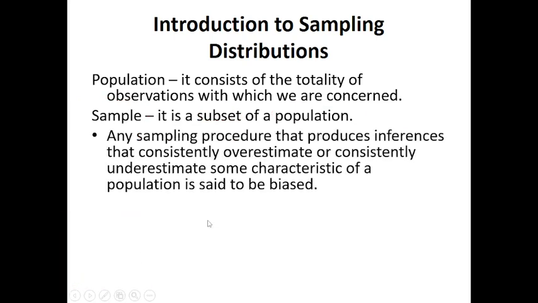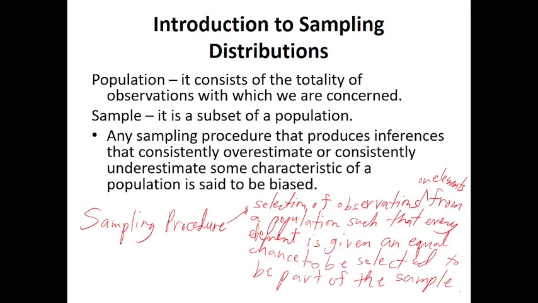Take note of this: any sampling procedure that produces inferences that consistently overestimate or consistently underestimate some characteristic of a population is said to be biased. Your sampling procedure might be like this: selection of observations or elements from a population, such that every element is given an equal chance to be selected to be part of the sample.